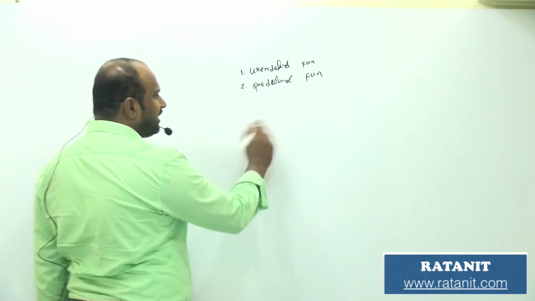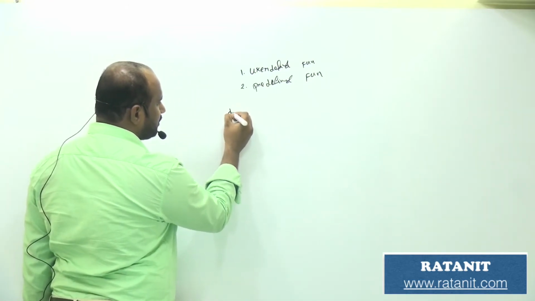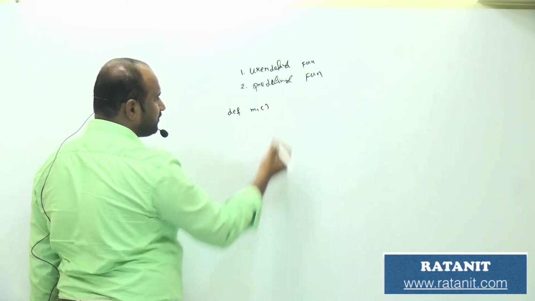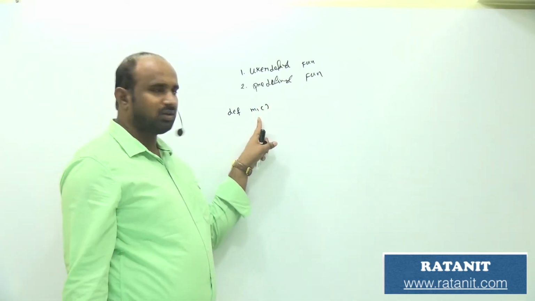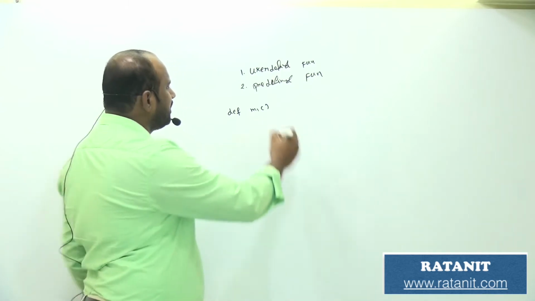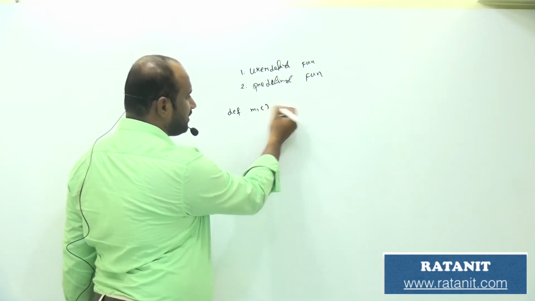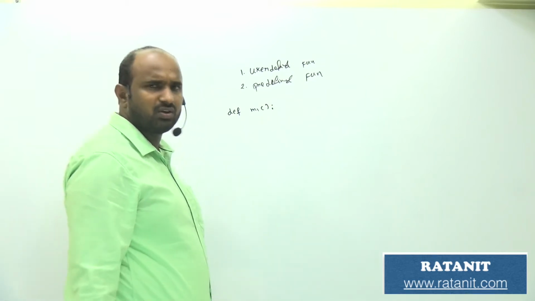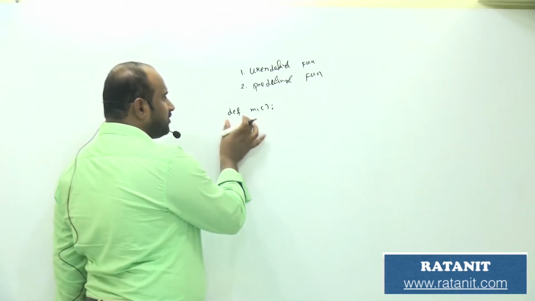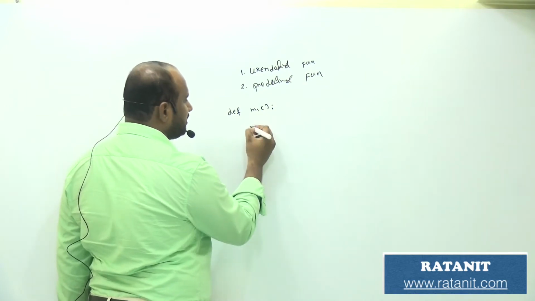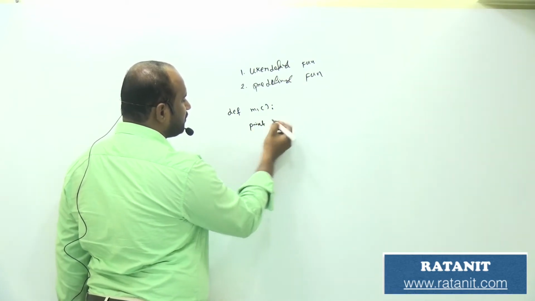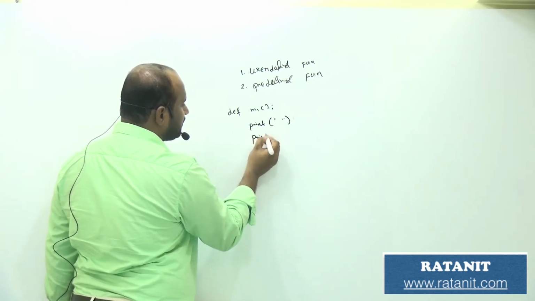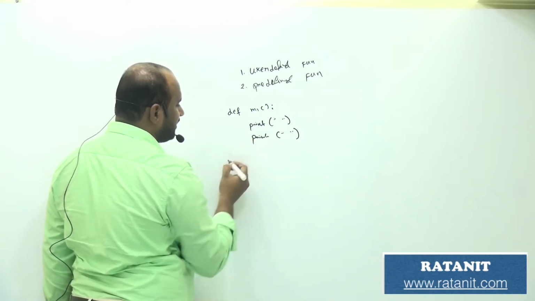Good. And we declare the function by using the def keyword. So def followed by the function name. I'm declaring the function name m1. So def m1 of, here you can pass any number of arguments, and then you write the colon. That's it. Here you can print the data if you want, so print of some data.